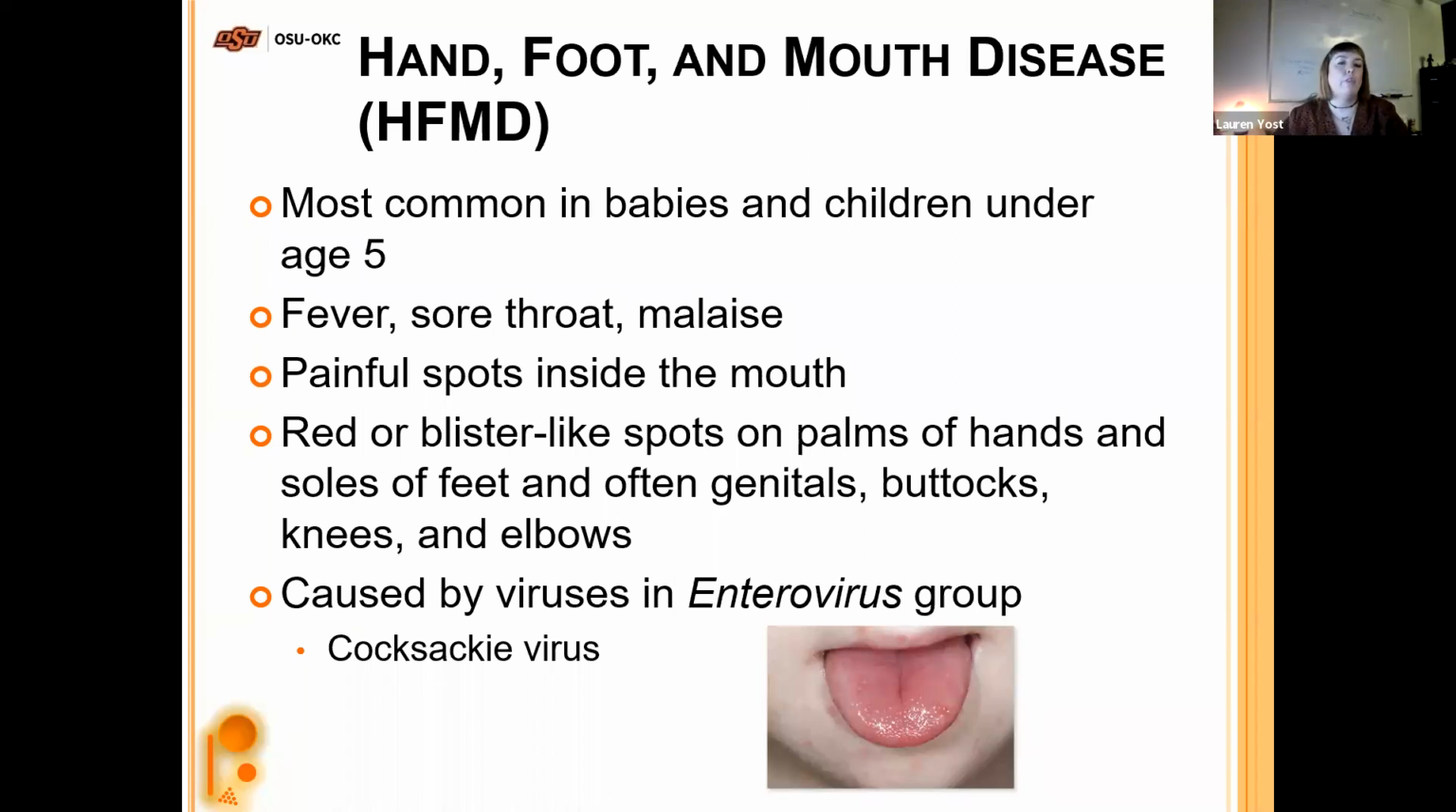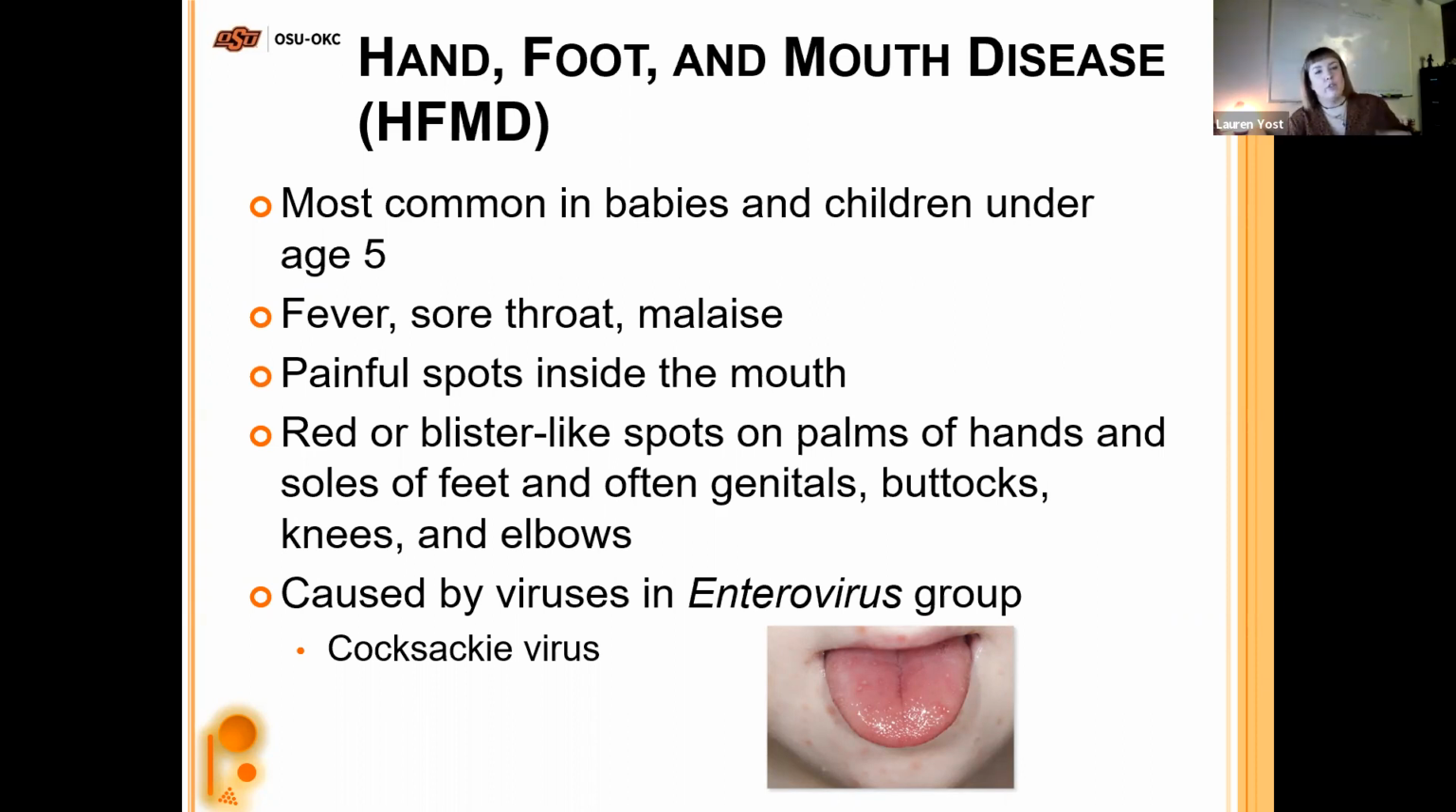But hand, foot, and mouth disease. This is common in babies and children under 5: fever, sore throat, and malaise. Malaise is whenever you just feel like crap, that yucky feeling whenever you're sick, like being just kind of sore, run down all over. You feel sick. That's malaise, okay? In case you don't know.